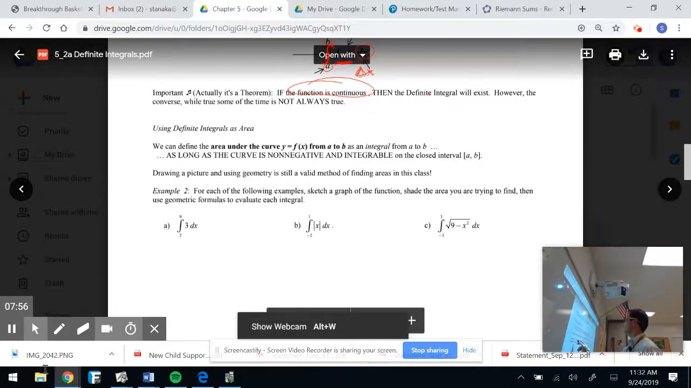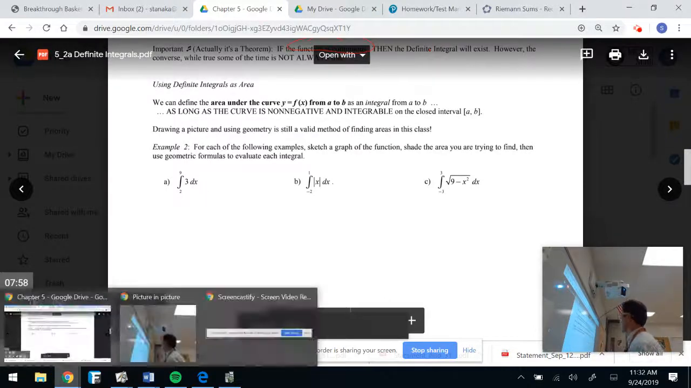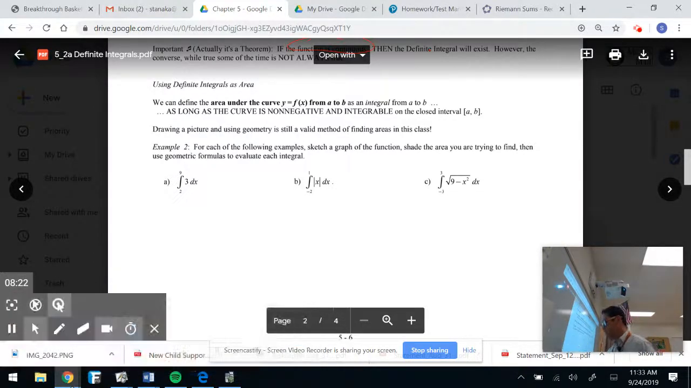All right, using definite integrals as area. We can define the area under the curve y equals f of x from a to b as an integral from a to b, as long as the curve is non-negative and integrable on the closed interval from a to b. Drawing a picture and using geometry is still a valid method for finding areas in this class. So for example 2, we're going to sketch it, and we're going to see if we can use some geometry to help us get the answer.